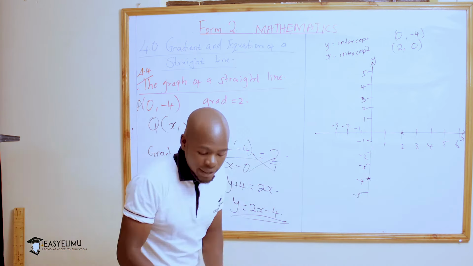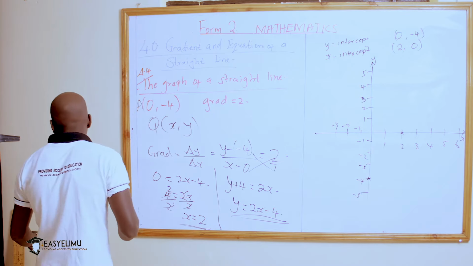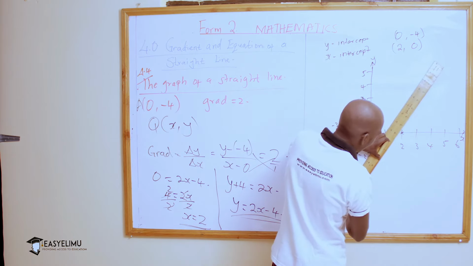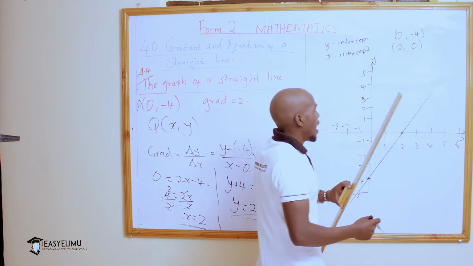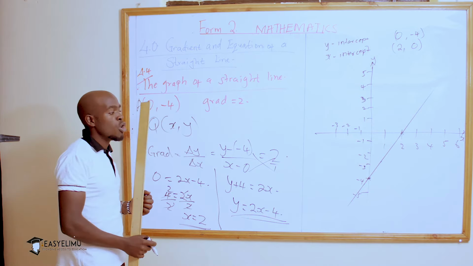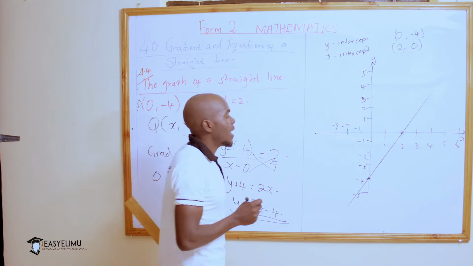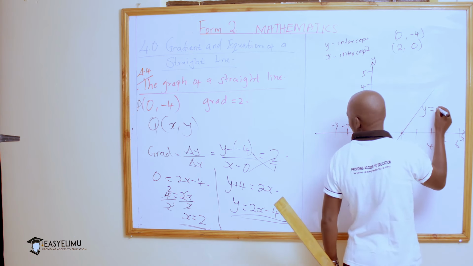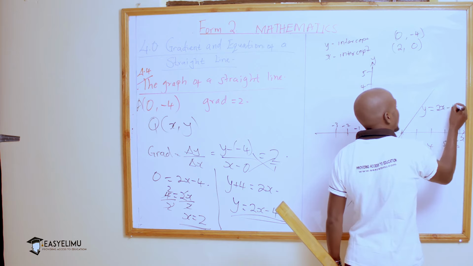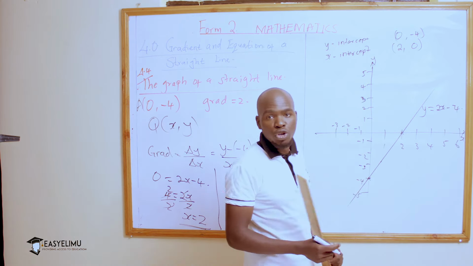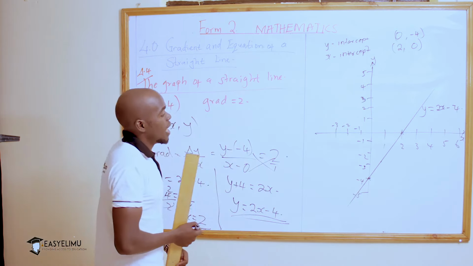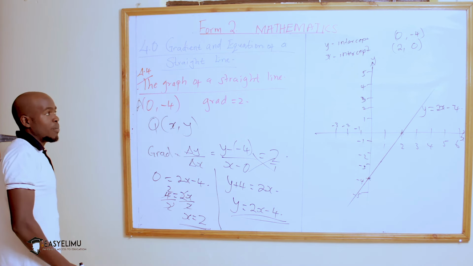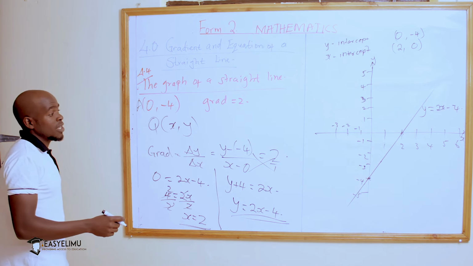So what you do next after plotting that, you join the 2 points with a straight line, using a pen and a ruler. You will find a straight line passing through the 2 points, and that straight line there is our equation which we are seeking, which is y equals 2x minus 4. That is the first method of drawing that straight line, or that equation of a straight line. But mostly that's the best advised method.